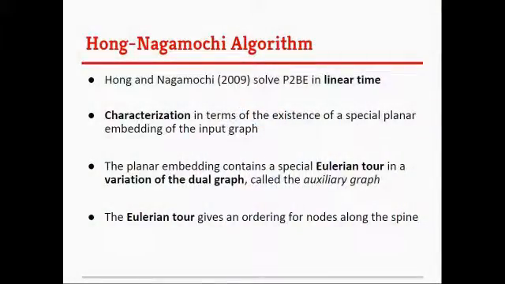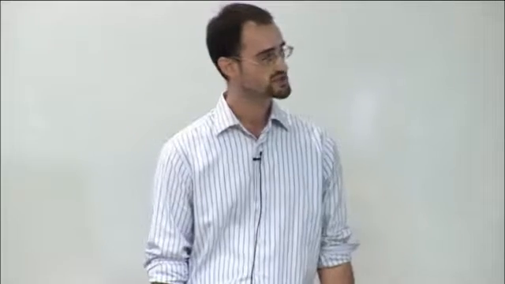Hong and Nagamochi solved P2B with a linear time algorithm, and they characterized the problem as the problem of finding a particular plane embedding of the input graph. Given such an embedding, it is possible to build an auxiliary graph from it. And finally, a special Eulerian tour of this Eulerian graph gives an ordering for the nodes along the spine of the book embedding.